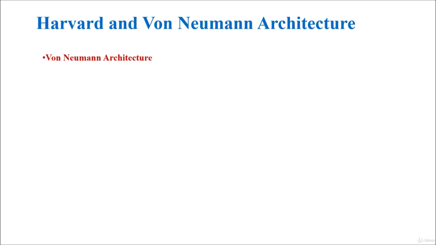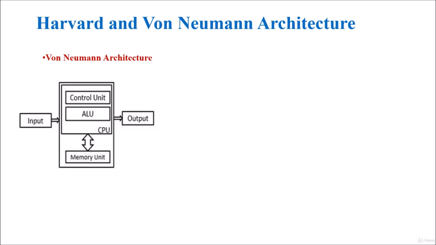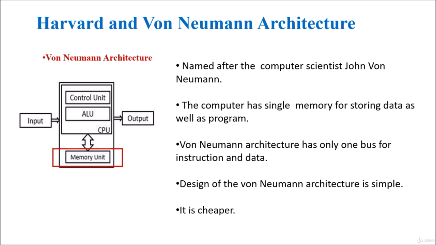Von Neumann architecture. Von Neumann architecture is named after scientist John von Neumann. This architecture consists of one single memory unit. This memory unit is shared to store data as well as instructions. Since there is one single memory unit, one bus is available for communication between CPU and memory unit. Because of this, the speed of instruction execution is slower in von Neumann architecture. But because of single memory unit, the architecture is simple and it is also cheaper.